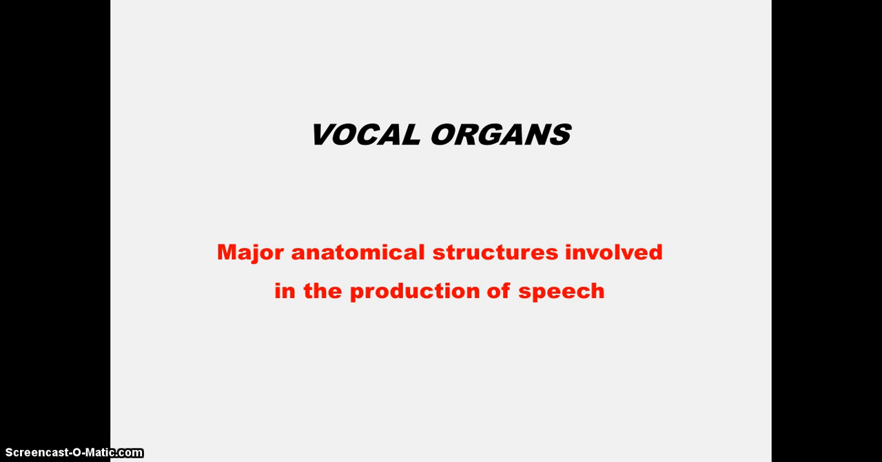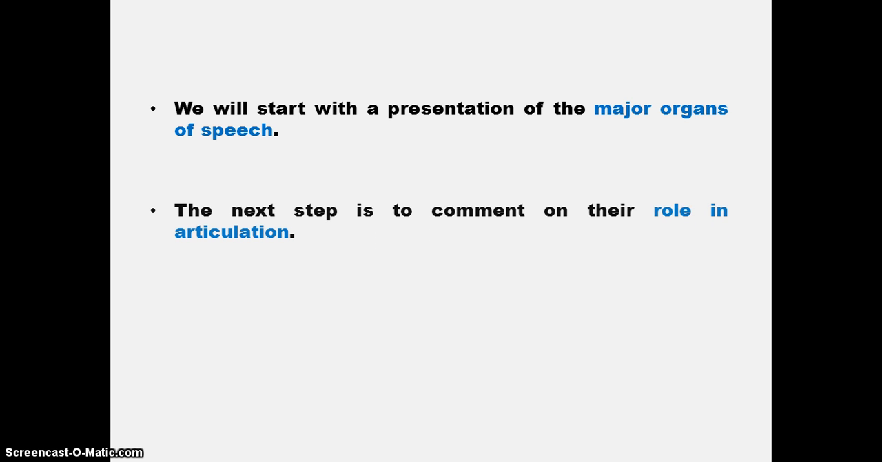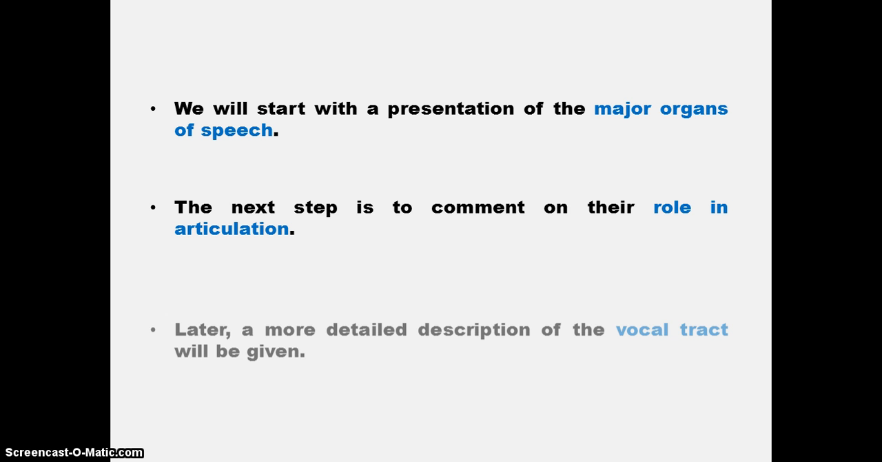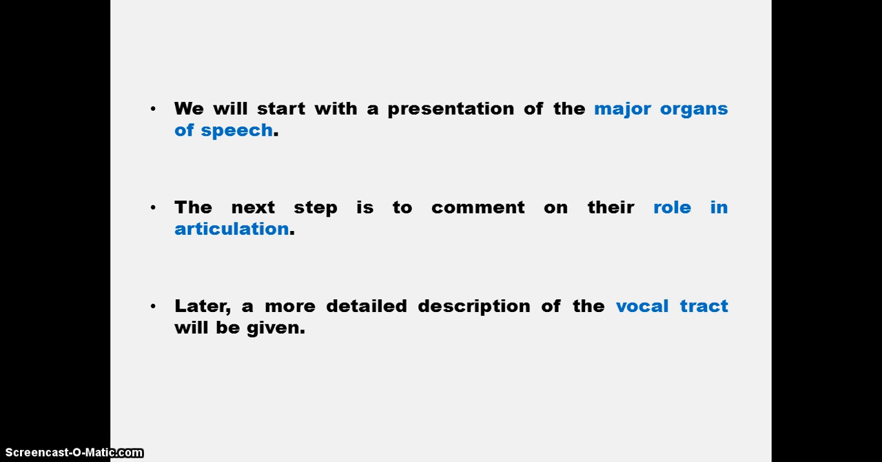In this video, we will look at the vocal organs and describe the major anatomical structures involved in the production of speech. We will start with the presentation of the major organs of speech. The next step is to comment on their role in articulation. Later, a more detailed description of the vocal tract will be given.